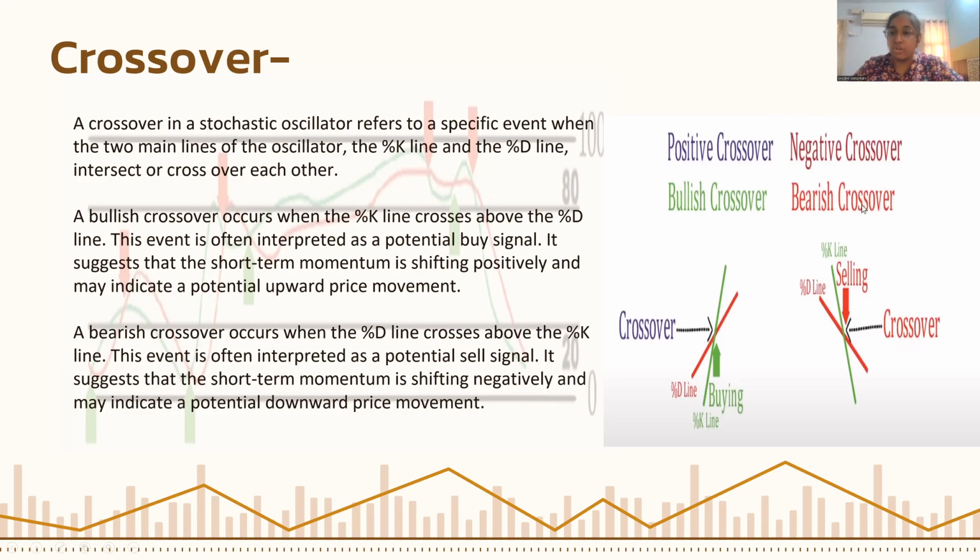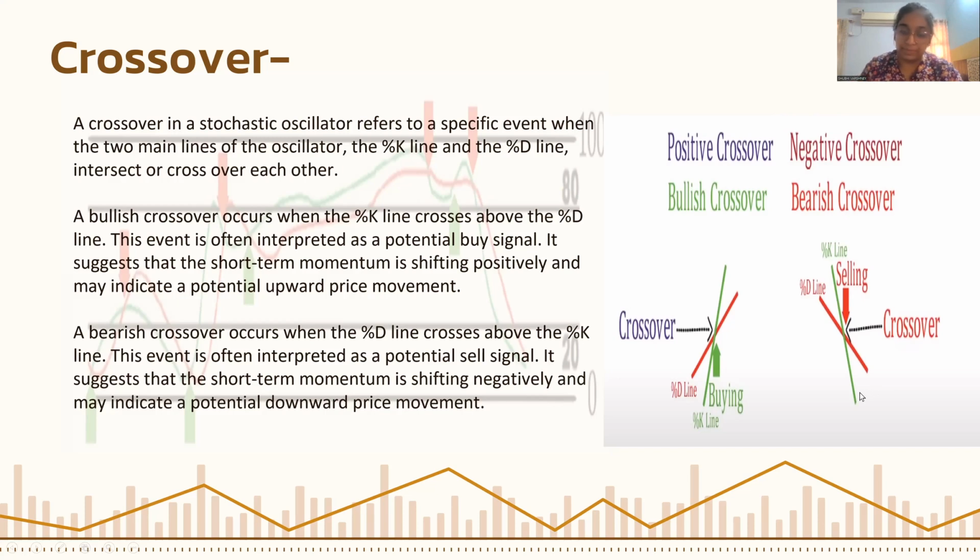Similarly, a bearish crossover or a negative crossover occurs when the %D line crosses the %K line, or one can say the %K line crosses the %D line in a downward direction. This is often interpreted as a potential sell signal. The investor or the trader must sell his stock so as to ensure the minimum loss in these particular market conditions. It suggests that the short-term momentum is shifting negatively in the downward direction and the price may decrease.